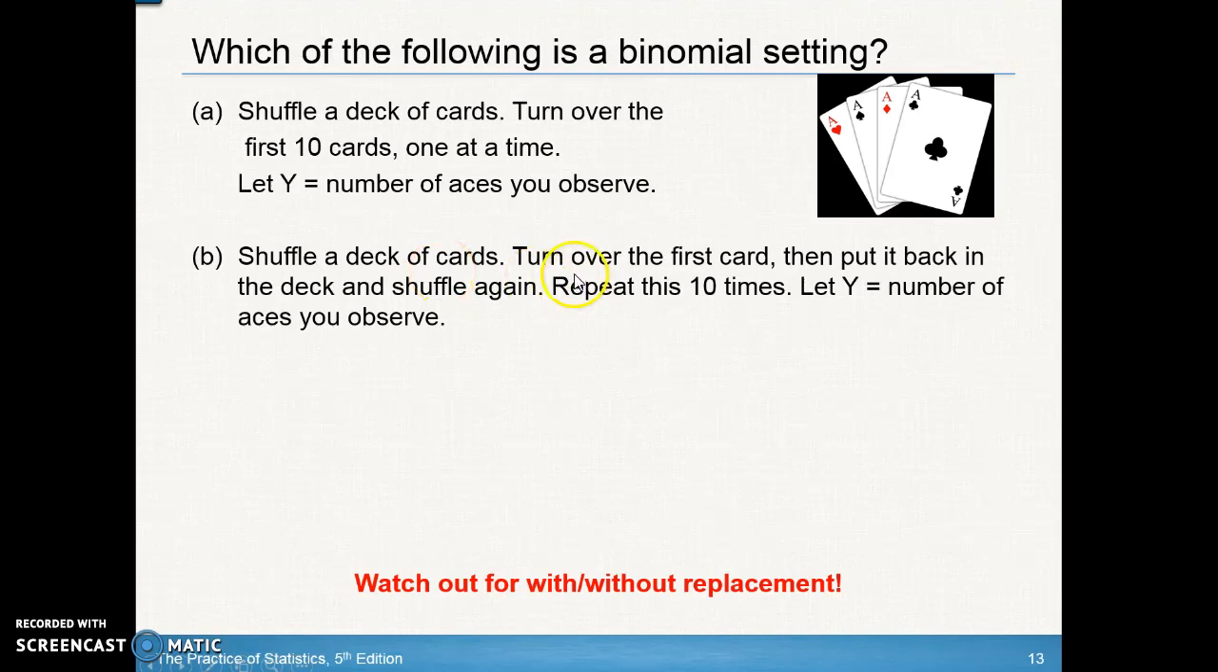You're shuffling the deck of cards, you're turning over the first card, putting it back in and shuffling it again. We're repeating this 10 times. We're going to let Y equal the number of aces you observe. All right, so there's a difference between these two.